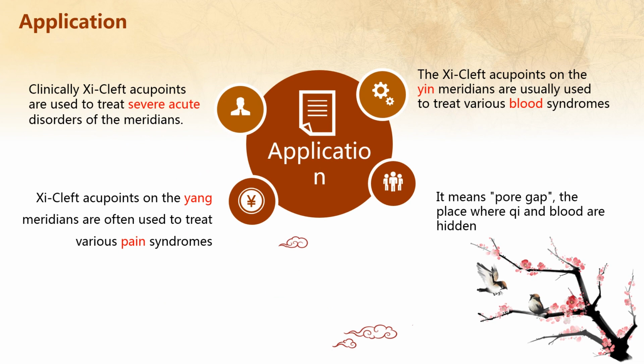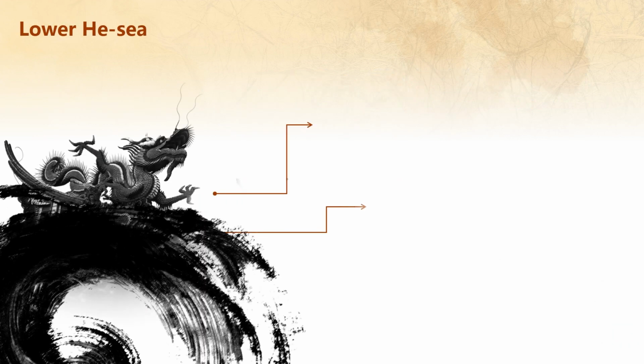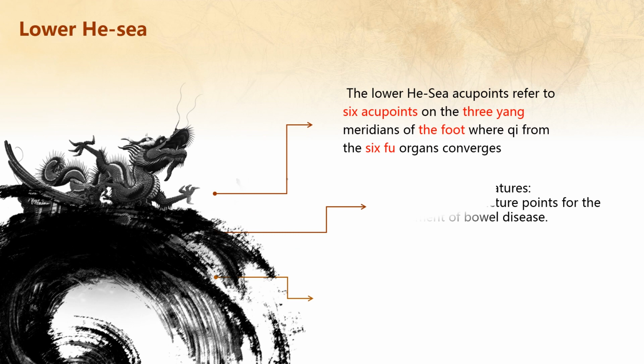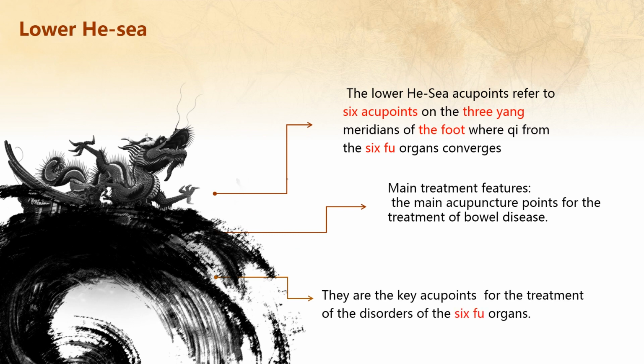Cleft acupoints on the yang meridians are often used to treat various pain syndromes, while the cleft acupoints on the yin meridians are usually used to treat various blood syndromes. Lower he points refer to 6 points on the 3 yang meridians of the foot, where qi from the 6 fu organs converges. They are the key acupoints for the treatment of disorders of the 6 fu organs.